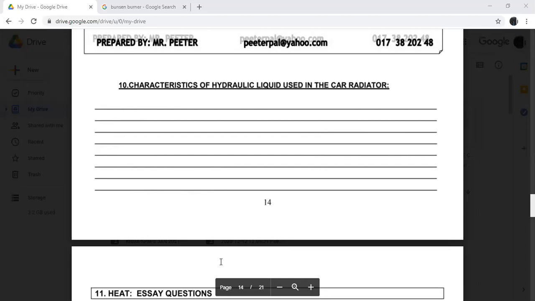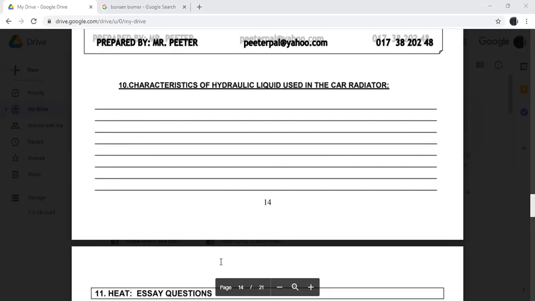Anything else? So the hydraulic liquid used in the car radiator must be chemically inert so that it will not form any chemical reaction with the transfer tube system, and prevent leakage. It must have a very high boiling point, therefore it can withstand the high temperature in the flow system. It will not vaporize easily. Okay.